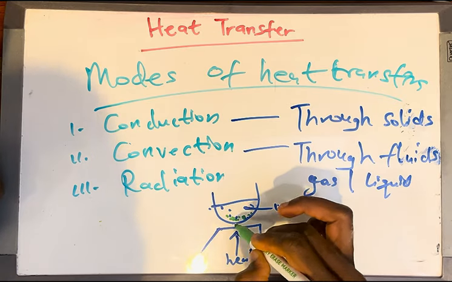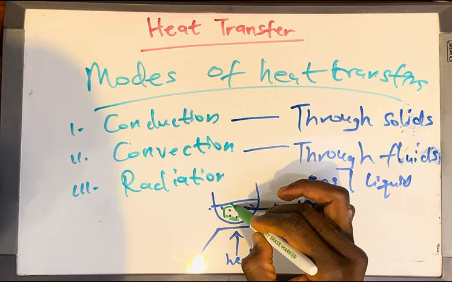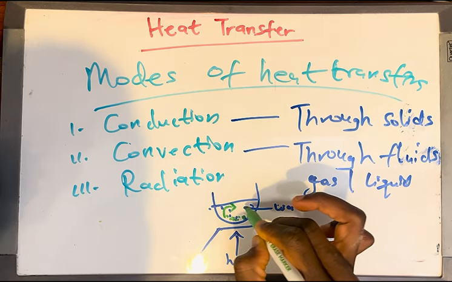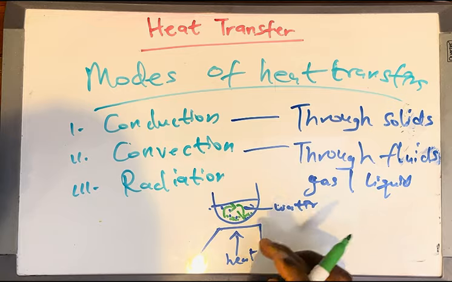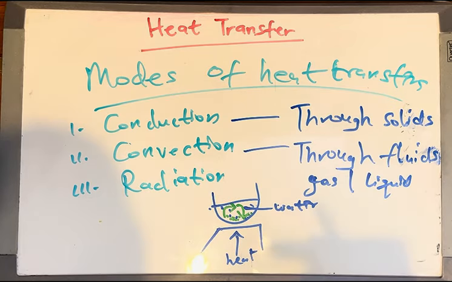And when they warm up, they become lighter in weight. So they will move up. And then the molecules occupying the upper surface are relatively heavier. So they will come down to receive the heat from the bottom. So there will be continuous circulation of the water molecules. So the heat transfer through these fluids is by means of what? Convection.